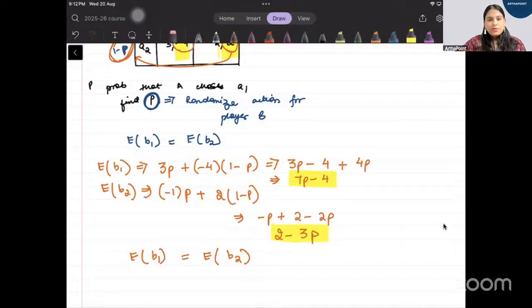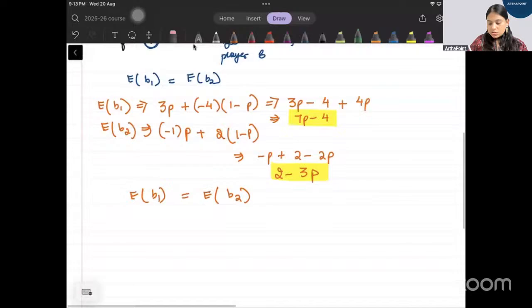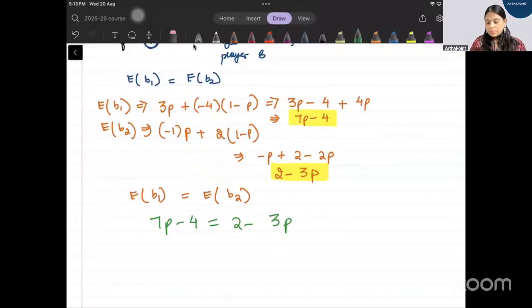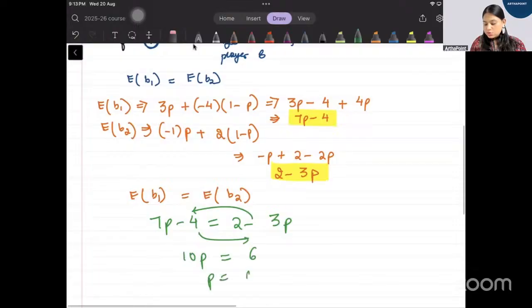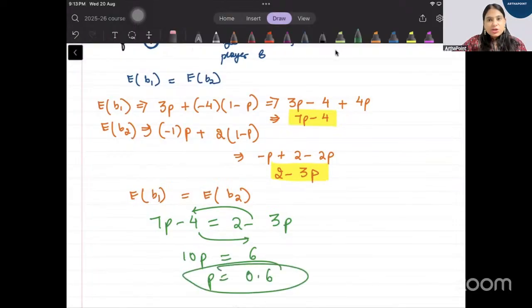What about people who have got 0.5? Where did you make a mistake? Anyone? What went wrong? Anyone would like to explain? How are you getting half? Just equate. You take this here and this here. 10P is equal to 6. P is equal to 0.6. How are you getting 0.5?